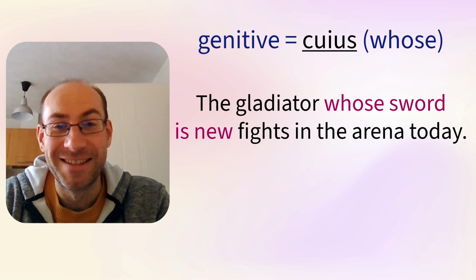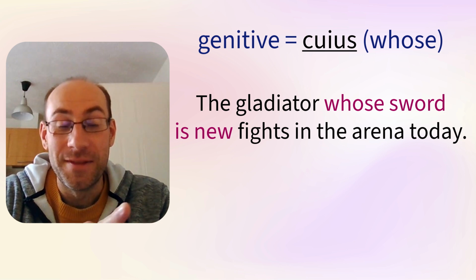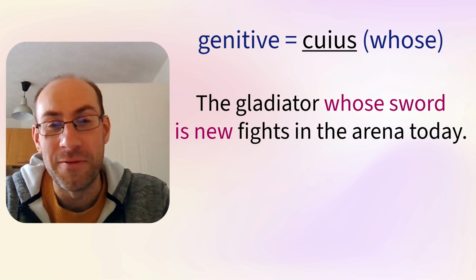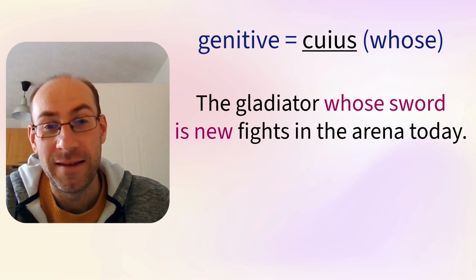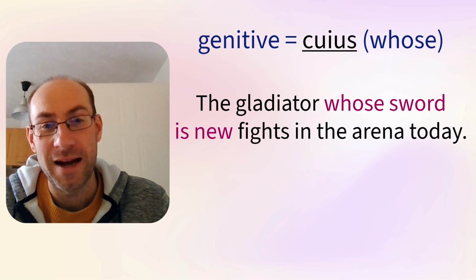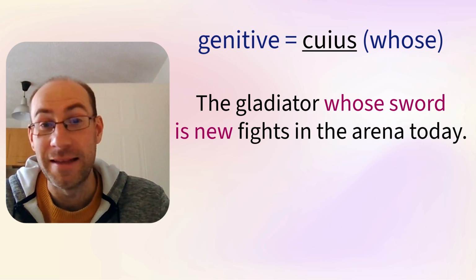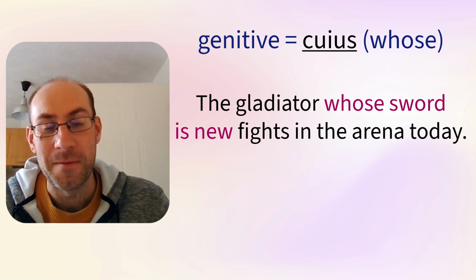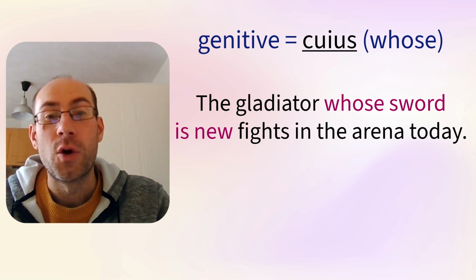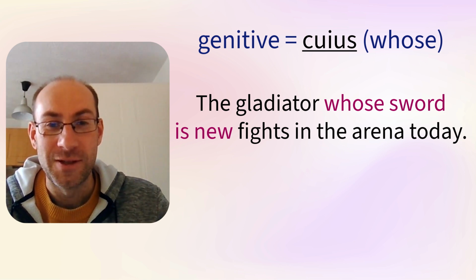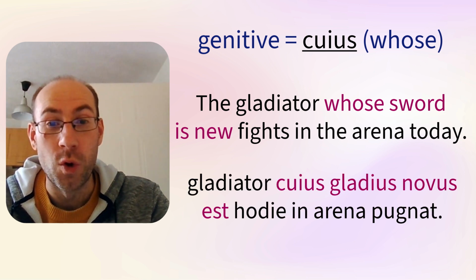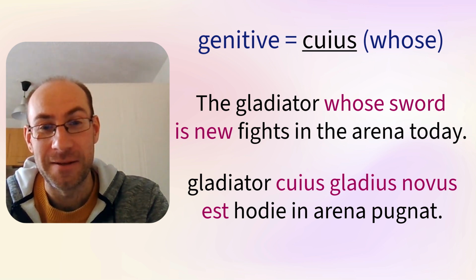So, main clause: the gladiator is fighting today in the arena. Gladiator hodie, today, in arena pugnat, from pugnare. Gladiator hodie in arena pugnat. In arena hodie pugnat, whatever. Whose, cujus; sword, gladius, masculine, second declension. Est novus, novus, new; est, is.